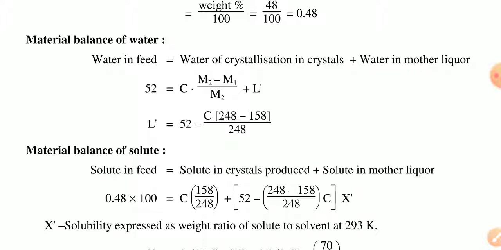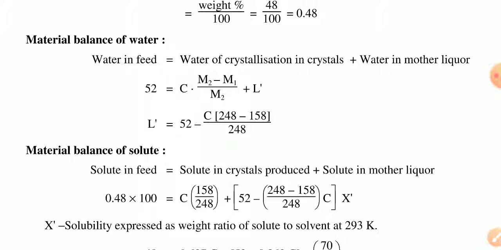Let's find the material balance of water. Water in the feed is equal to water of crystallization in the crystal form plus water in the mother liquor. So 52 is equal to C times (M2 minus M1) by M2, plus L dash. Therefore L dash is equal to 52 minus C multiplied by (248 minus 158) by 248, since we have already found the molecular weights.